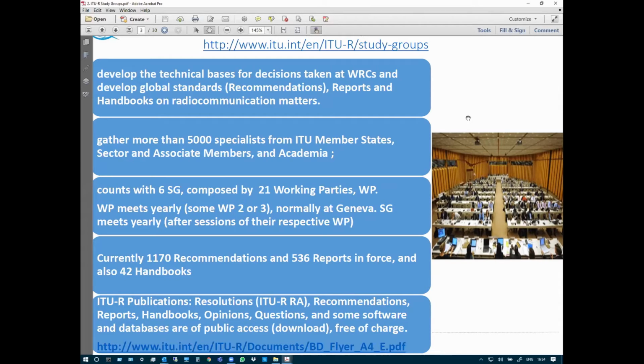Normally they meet in Geneva, but of course, if some country wishes to hold one of these events, they could contact us and we could organize it. And the study groups meet yearly, normally right after all the sessions of the working parties. Then they gather all the information from their pertinent working parties to discuss at the level of a study group. Currently, we need to update that.